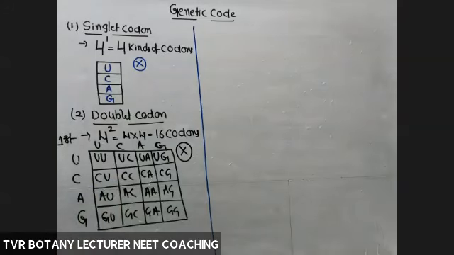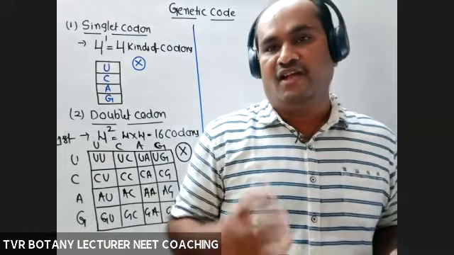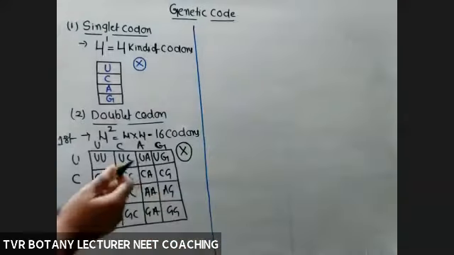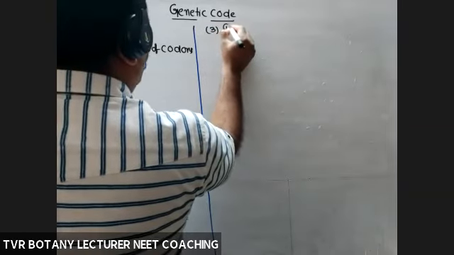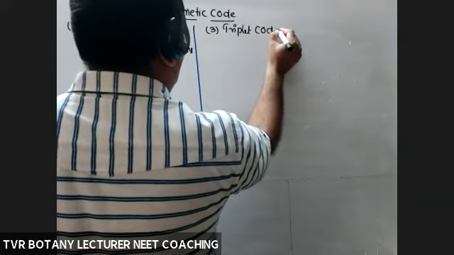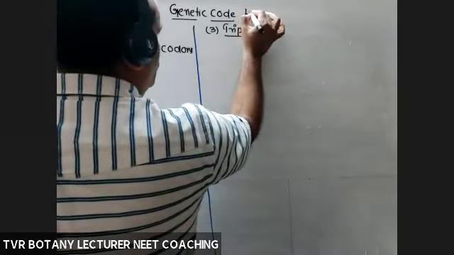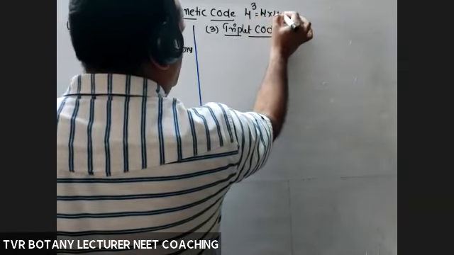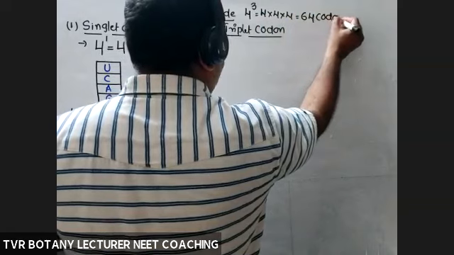And the most accepted one, according to the scientist Gamow. Proposal of a genetic code is a daunting task. It's a big task, a major task. And how to memorize that genetic code is also a big task. So according to Gamow, the third type, triplet codon concept. According to this, 4 to the power 3, so 4 into 4 into 4, 64 kinds of codons, more than required.